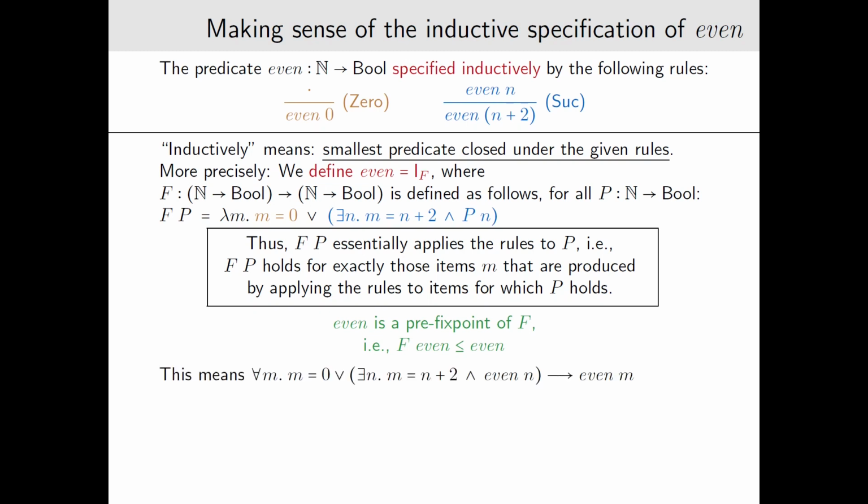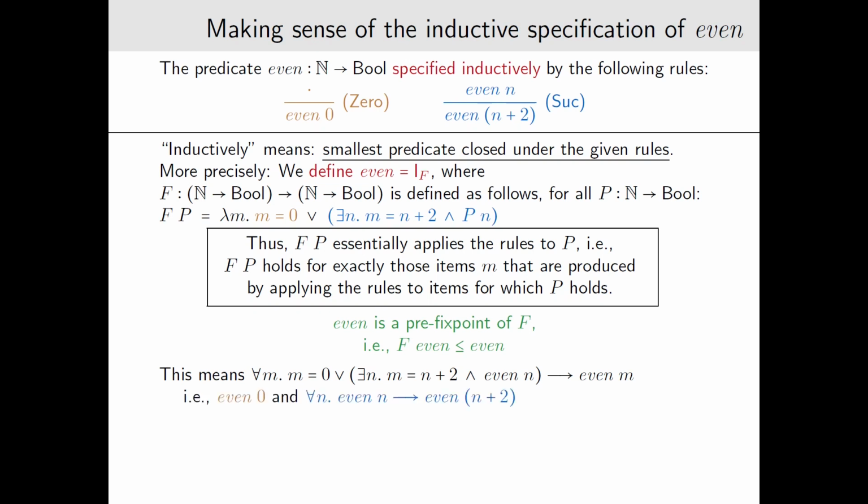Well, this is what it means. I just expanded the definition of less than on predicates, right? And I expanded the definition of f there. So we want that, for all m, f of m implies even of m. This is what it means, what this inequality means.